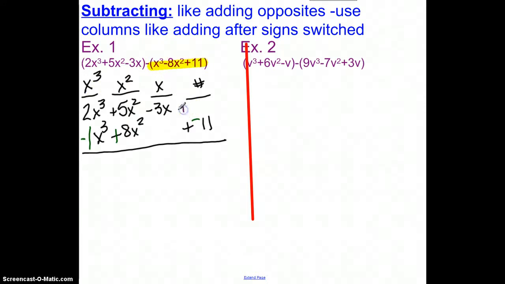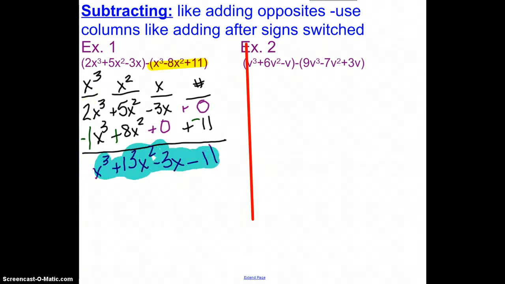Now I'm going to add my zeros right in here, and then I'm going to total my columns. So 1x cubed plus 13x squared minus 3x minus 11. So in this kind of a problem, it's going to be important for us to get those organized. Remember, you probably won't see a 1 written here if you were to see it on a test. So you're more than likely going to see something that looks like that when you go to organize it. So there's our final answer.